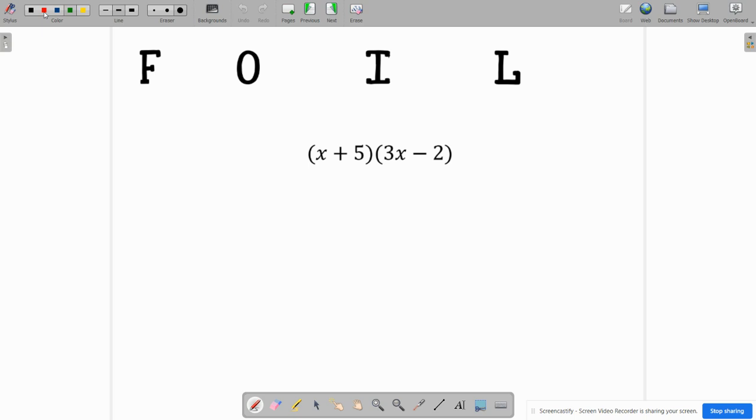To talk about multiplying polynomials today using the FOIL method. FOIL is just an acronym for a tool in order to multiply polynomials. So the F in FOIL stands for first, the O stands for outside, the I stands for inside, and the L stands for last.